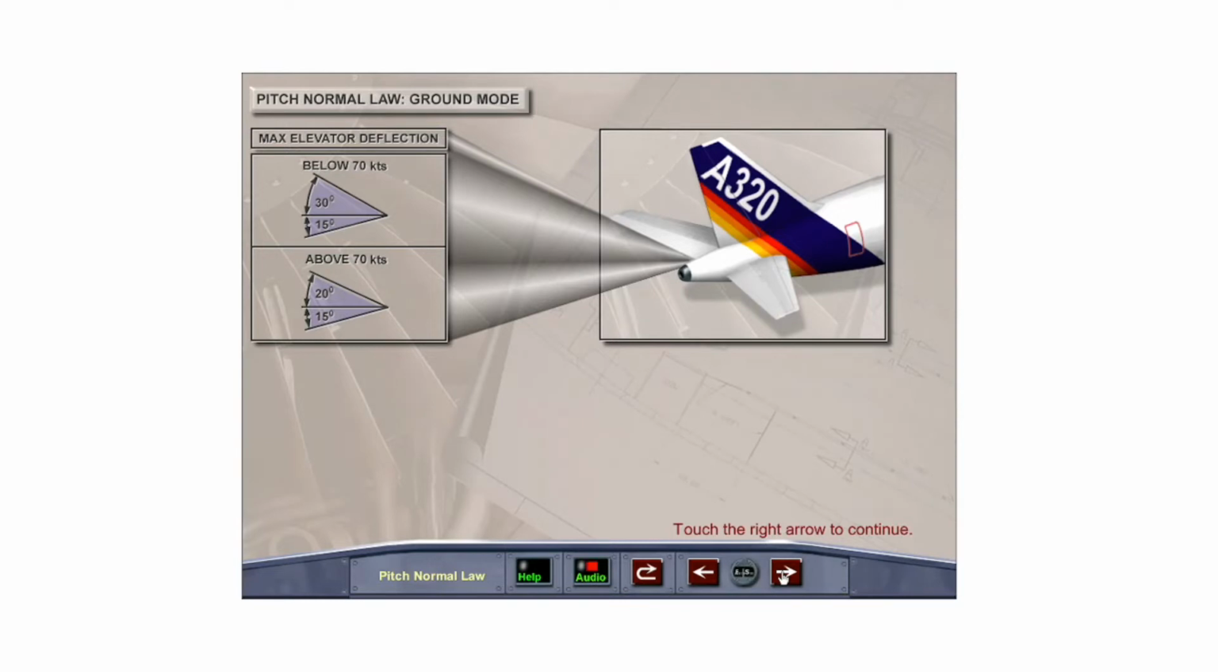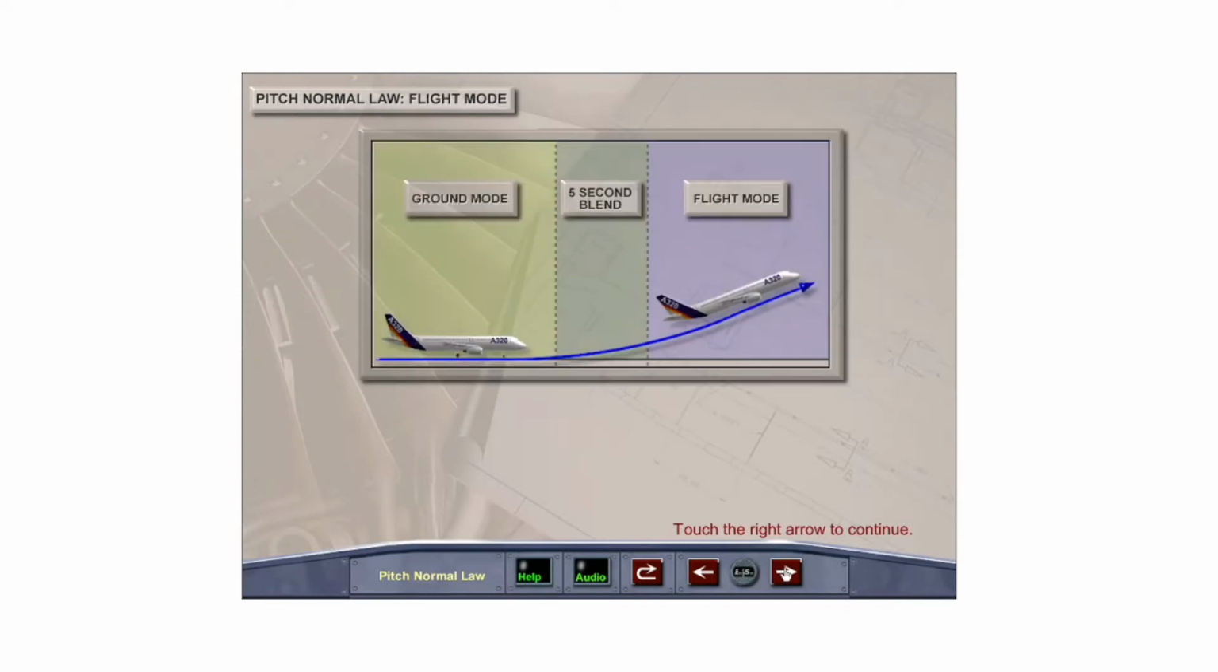Ground mode allows the elevators to move to the max deflection of 30 degrees nose up and 15 degrees nose down in order to perform the pre-flight control check. Upon reaching 70 knots during the takeoff roll, max nose up elevator deflection is reduced to 20 degrees to prevent the possibility of a tail strike at rotation. As soon as the aircraft becomes airborne, the transition to flight mode is blended in over a period of 5 seconds.